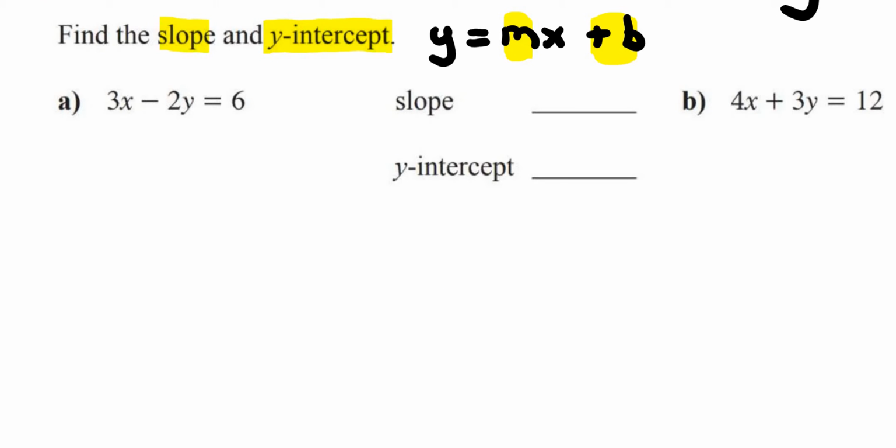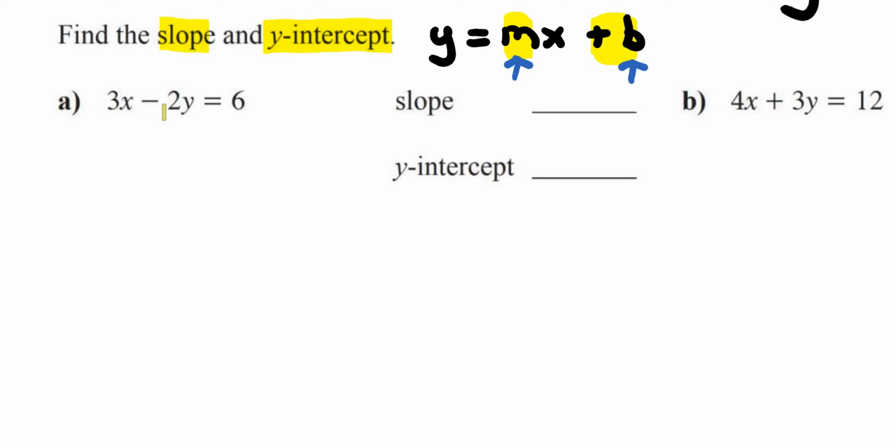Okay, for question number 2, I need to find the slope and the y-intercept. And for this particular problem, we should always write the equation of a line in slope-intercept form, which is y equals mx plus b. And we know that slope is always going to be the m value there, and the y-intercept will be the b value there. All right, so this is basically an algebra exercise here.